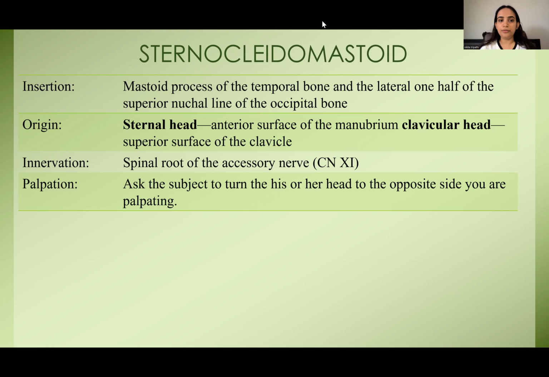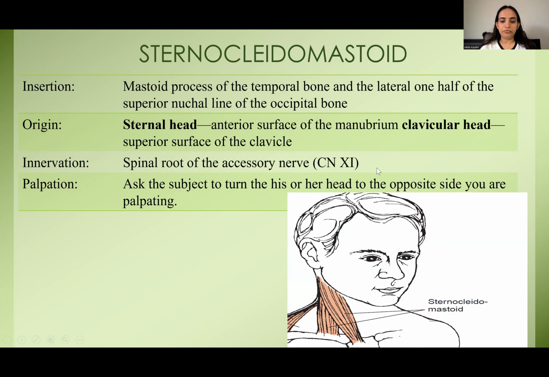That is all about the sternocleidomastoid. Now, you can see in the mirror that this is the manubrium of the sternum. This is the manubrium of the sternum. This is the clavicular head from the superior middle surface of the clavicle, and this is the sternal head. They go in the upward direction towards the mastoid process of the temporal bone. So remember, the sternocleidomastoid is the only muscle that goes in the upward direction, anti-gravity.